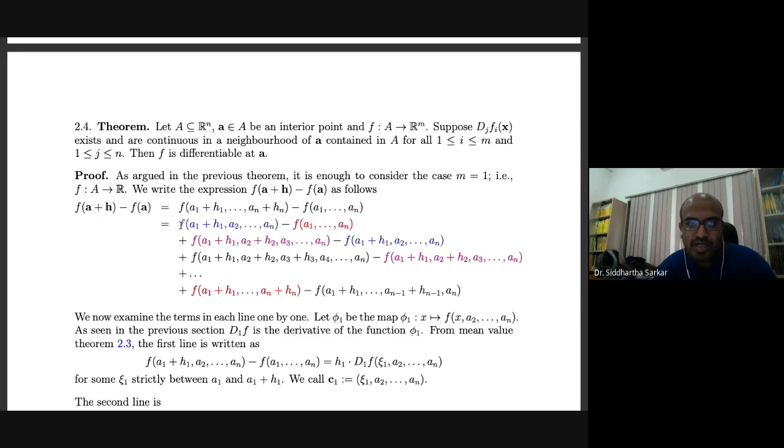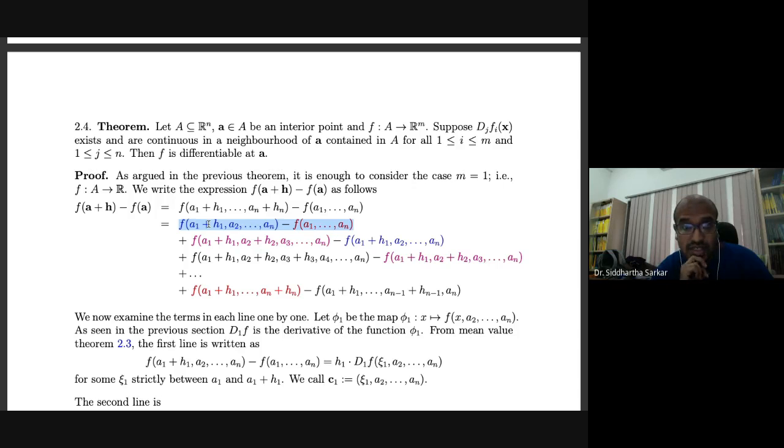So the blue one is basically, first you try to increase the first coordinate a little bit and keep everything constant. So this is what it is: a1 plus a little bit of h1, and keep everything constant. And what I'm going to do is apply the mean value theorem on this, just keeping in mind that this is realizable as a real function, as a function of one variable.